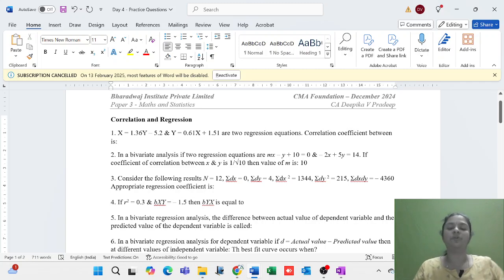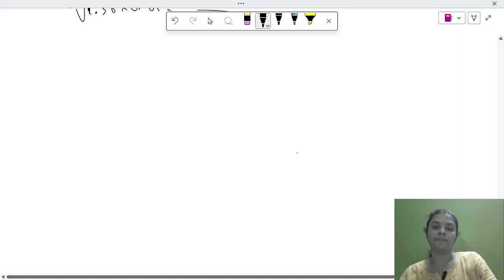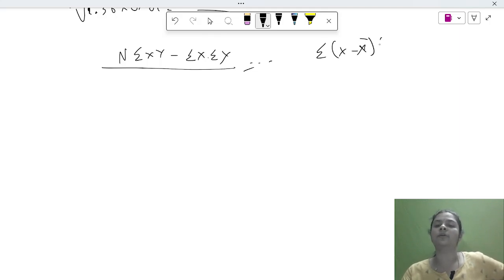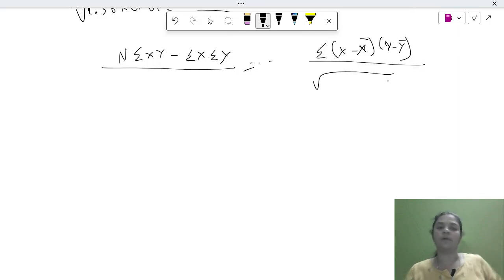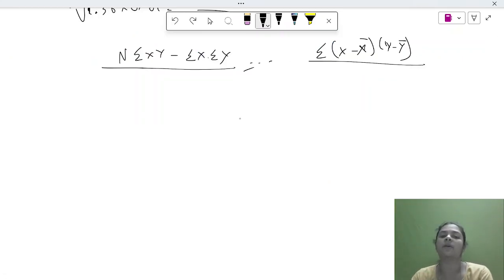Now which formula will you use? In this question, there are two types of formula that we can use. One is n sigma xy minus sigma x into sigma y, okay, this formula you can use, or sigma x minus x bar into y minus y bar divided by root of, and this formula we can also use. Are they asking for bxy? They are asking for regression. Okay, we can use this. Now, between these two, which formula should we use, and how do we find out?